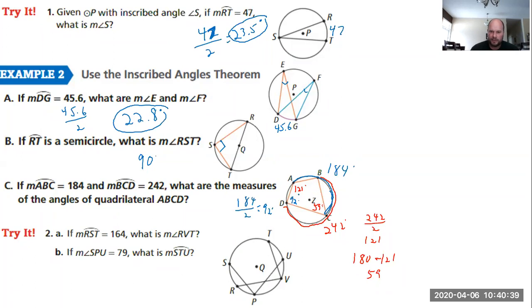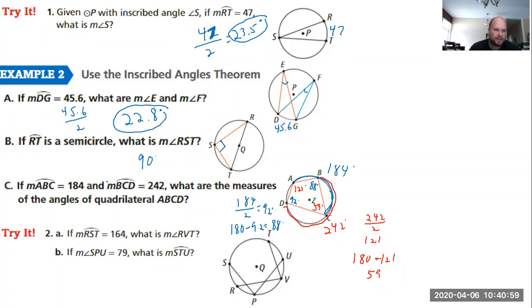These two, D and B, also have to be 180 degrees together. So subtract the 92 from 180. And that leaves you with 88. So this one is 88. So those are all of our angle measures on that problem.